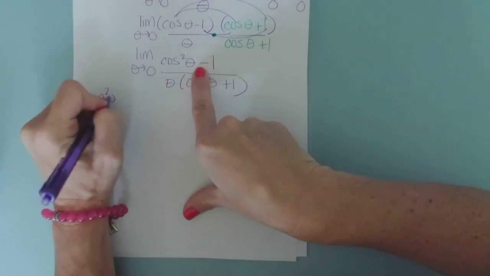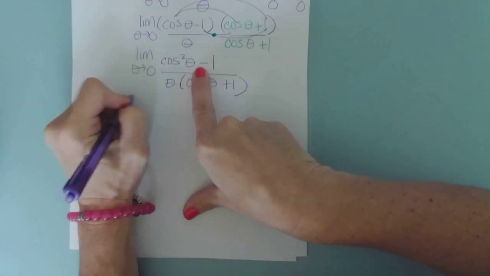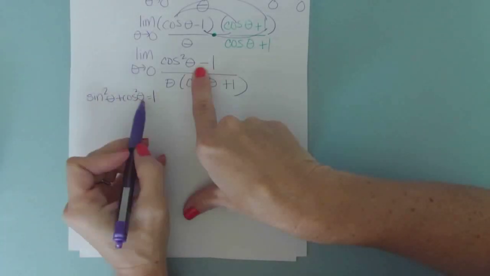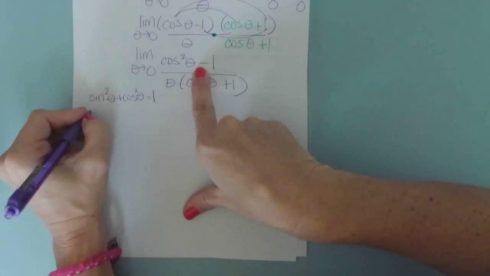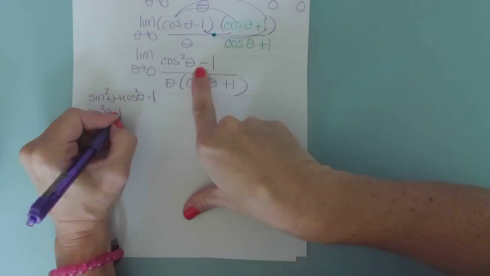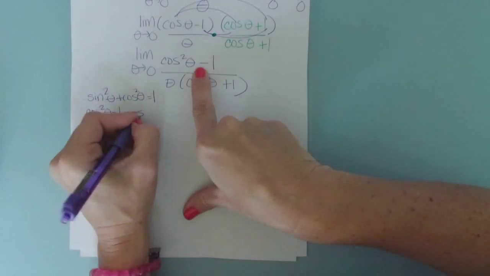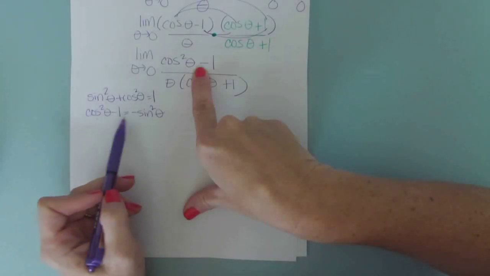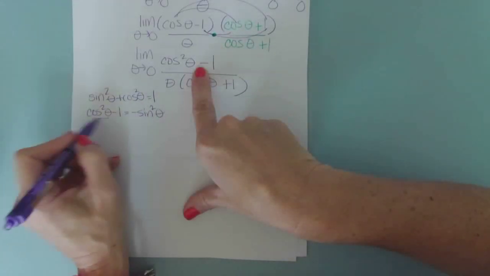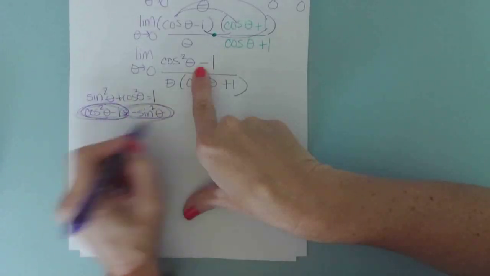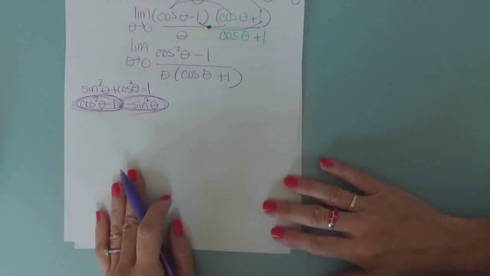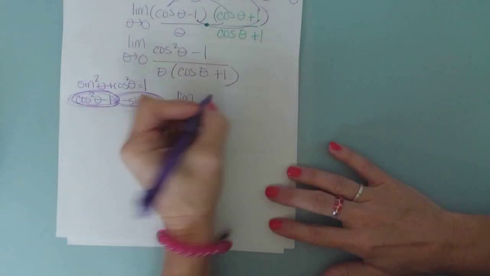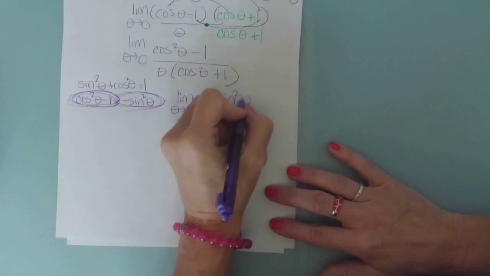Now, you can see the Pythagorean identity coming to life here. So off to the side, I know that sine squared theta plus cosine squared theta equals 1. This is like side work. So if I subtract the 1 to the left side and subtract the sine squared theta to the right side, I'll have this manipulation. I'll have cosine squared theta minus 1 equals negative sine squared theta. So I'm going to replace this with this. And now I've introduced sine into my problem.